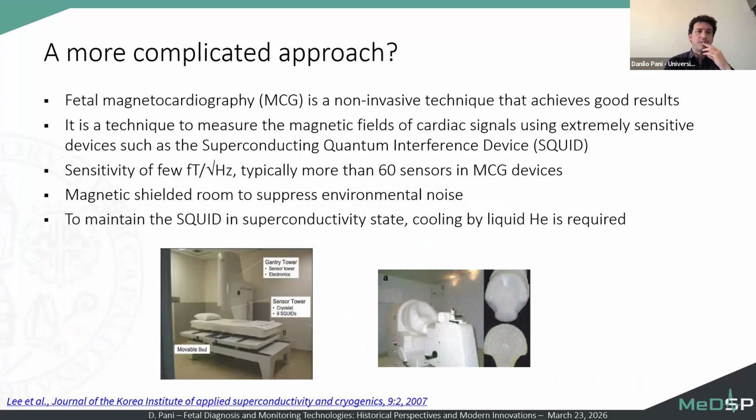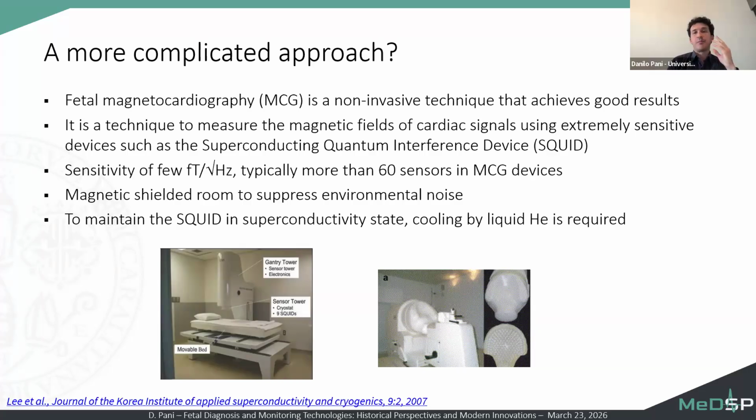Just to close the presentation of these technologies, a more complicated approach is fetal magnetocardiography, where SQUID sensors are used and a magnetic shielded room is needed in order to suppress environmental electromagnetic noise. This technology is cumbersome because it's very expensive. It's not portable. It's also a passive measurement, but the device is very complicated and huge, as you can see here.